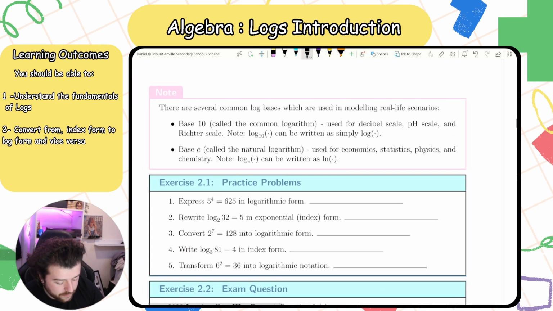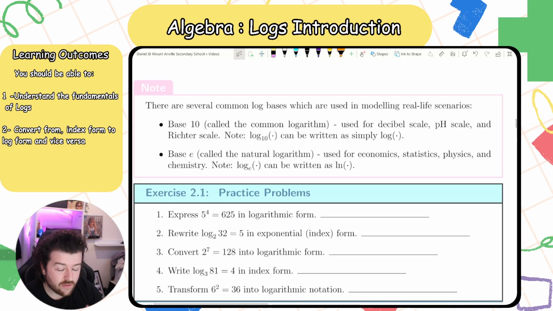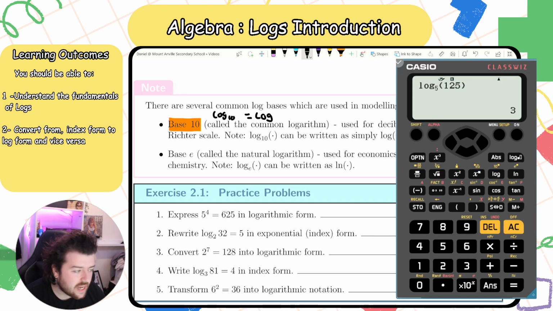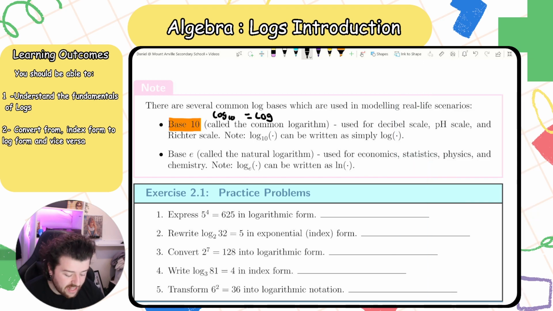Before we look at several examples, I need to talk about some rules of logs first. There are several log bases which are commonly used. We have two log bases that we use regularly in Leaving Cert Maths. So we have log base 10, which we usually just rewrite as log. If you look at our calculator here, log is its own button right over here. Log base 10 is used for the decibel scale, pH scale, Richter scale, all that stuff.